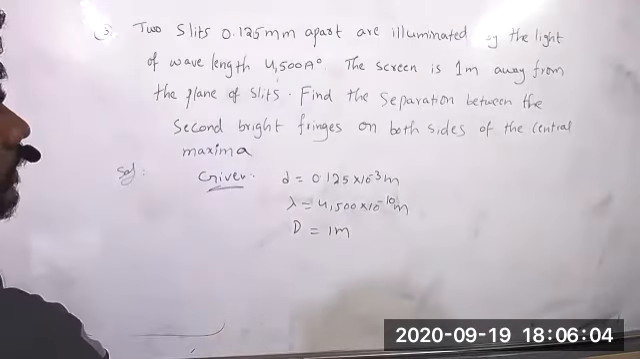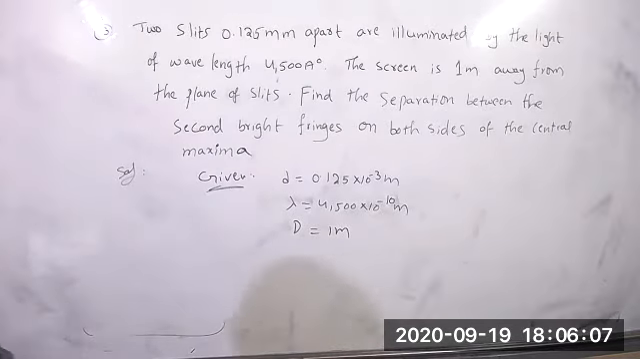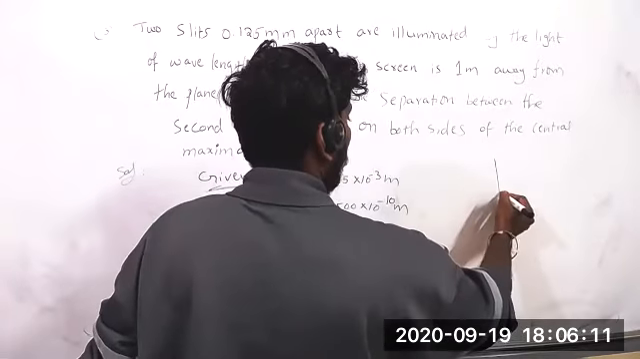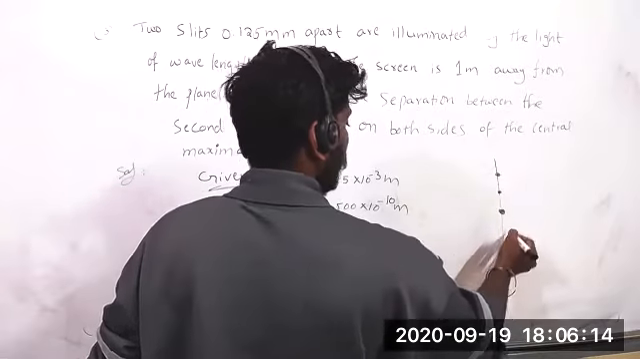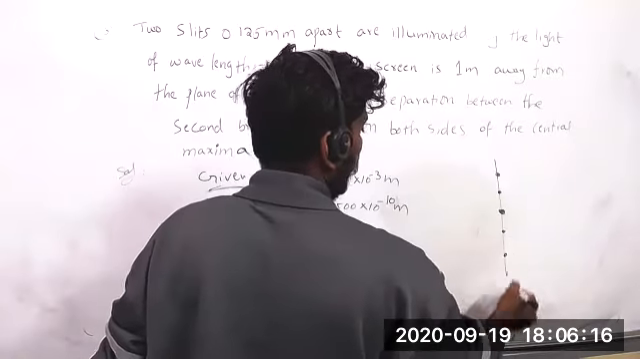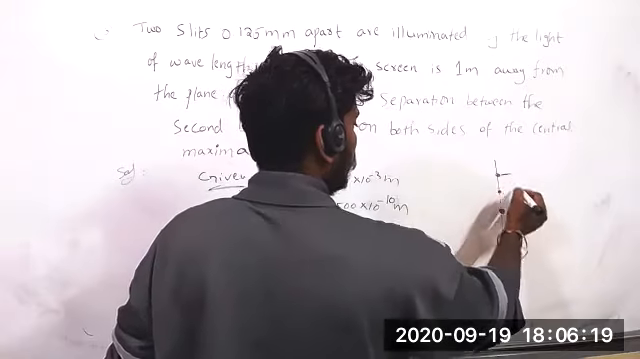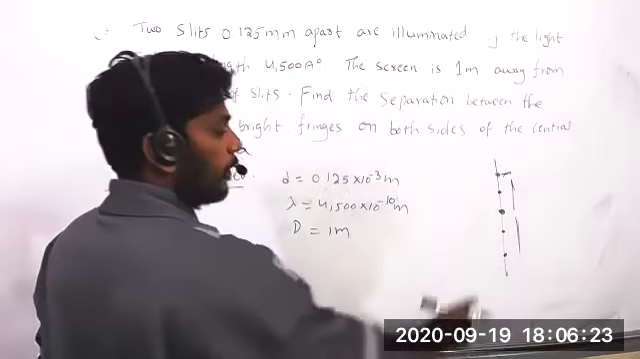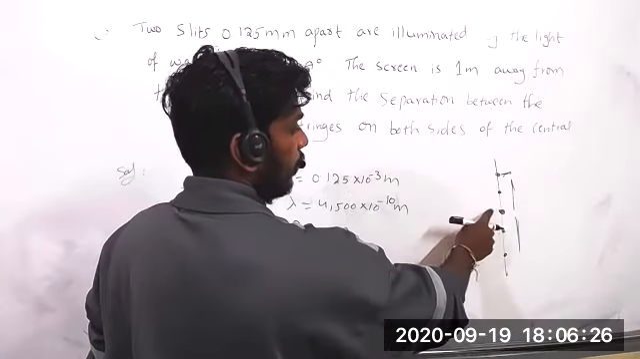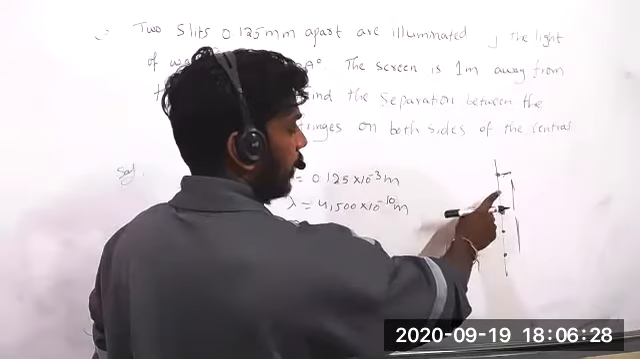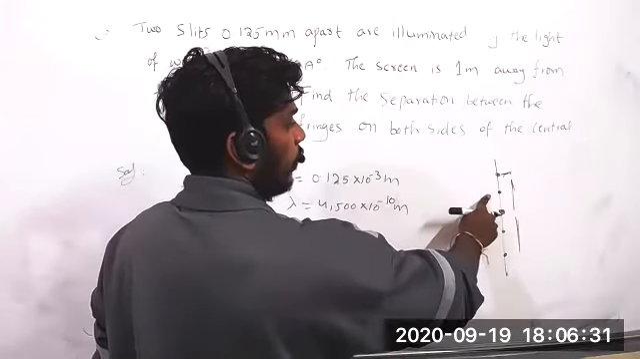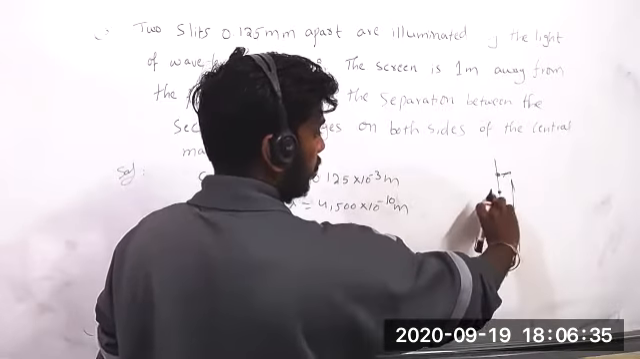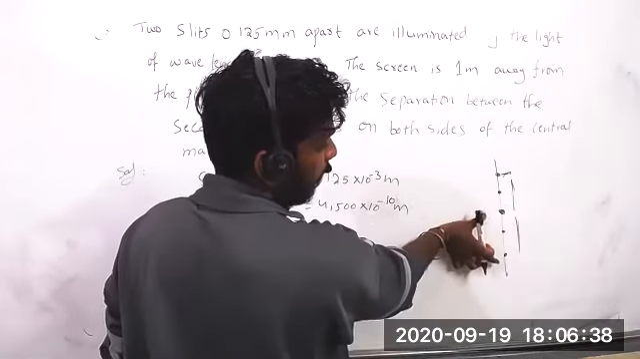Let's find the separation between the second bright fringes. See, this is the central, then the first bright fringe, then the second bright fringe. Down also, first bright fringe, second bright fringe. Yesterday we discussed this: for the first bright fringe we place n equal to 1, if you place 2, and if you place minus 1, you get the one below. So the same distance will be there between these two also.